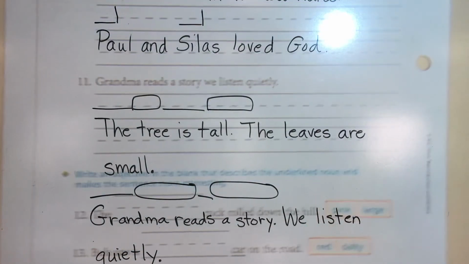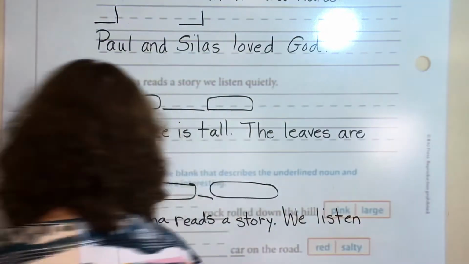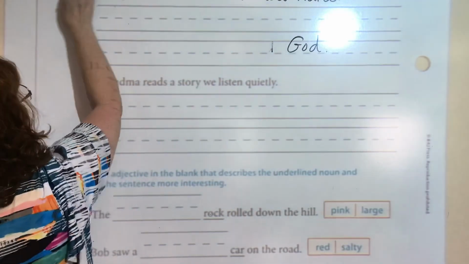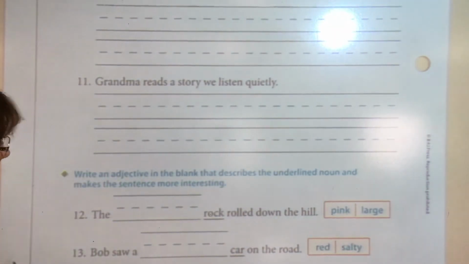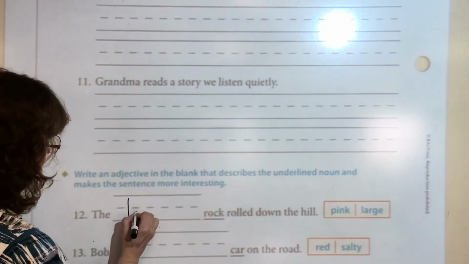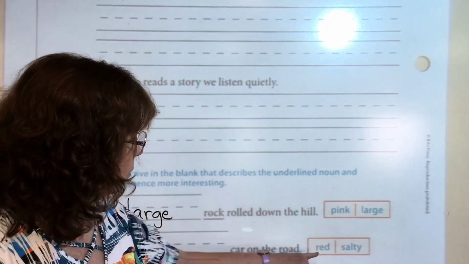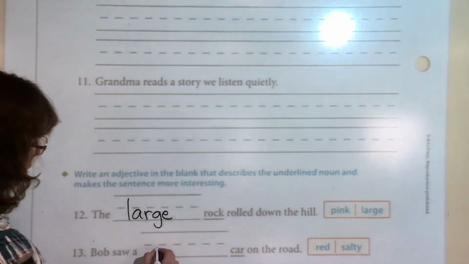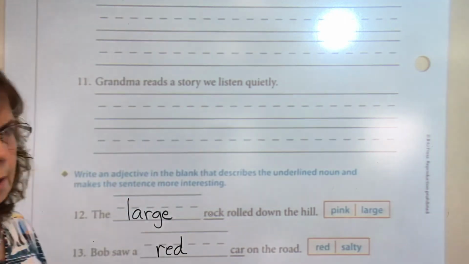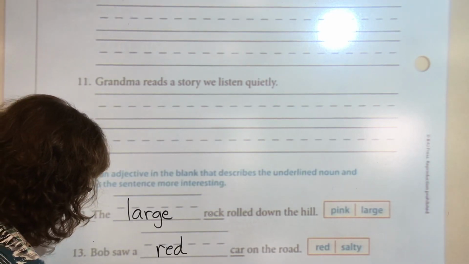And then for this last part, we're going to write an adjective in the blank that describes the noun and makes the sentence more interesting. Okay, the blank rock rolled down the hill. So we're going to say large would make the most sense. Bob saw a blank car on the road, a red car or a salty car? Probably a red car. And then the blank boy helped the lady. The blue boy, well, unless he's a Smurf, he's not probably blue. So it's going to be the kind boy helped the lady.